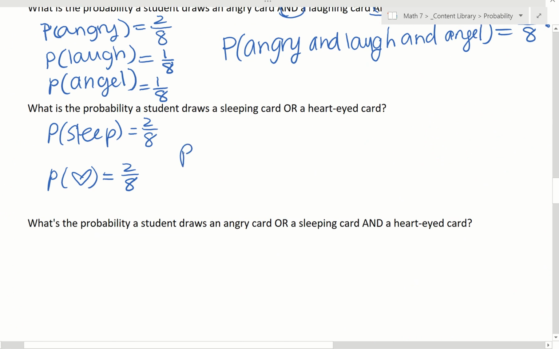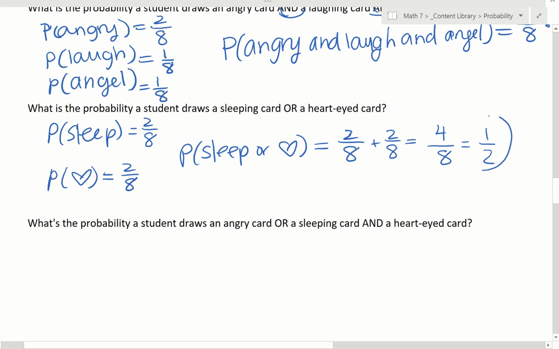Okay, so probability of a sleeping or the heart, or means, again, addition. So 2/8 plus 2/8. You add them, you keep the same denominator. You have a 4 on top. You reduce this to 1/2.